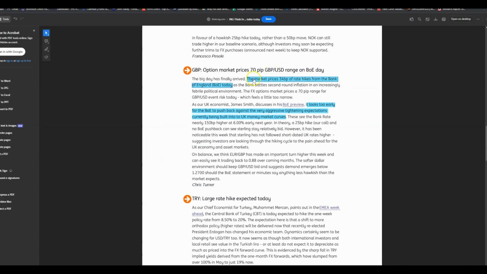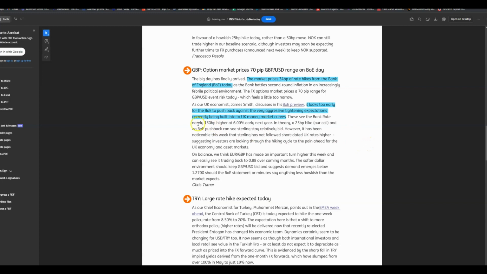So it says that the market prices are 34 basis points of rate hikes from BOE, so basically 25 basis points. And so I personally think that it could be 50 basis points, given that inflation is running very hot, which could provide a significant release to the upside to pounds. So we'll look for that, and it looks too early for the Bank of England to push back against the very aggressive tightening expectations currently being built into the money market curves.